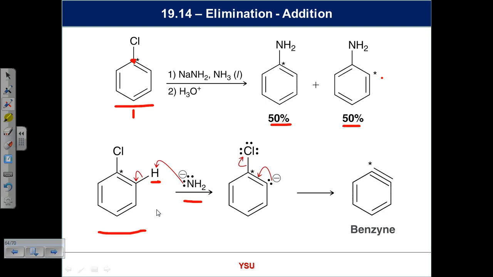So we can now imagine something happening here where a base comes in, grabs a proton at the ortho position, and forms this. And that's a little bit different. It is a negative charge on a benzene ring. Not in a benzene ring, but on a benzene ring.